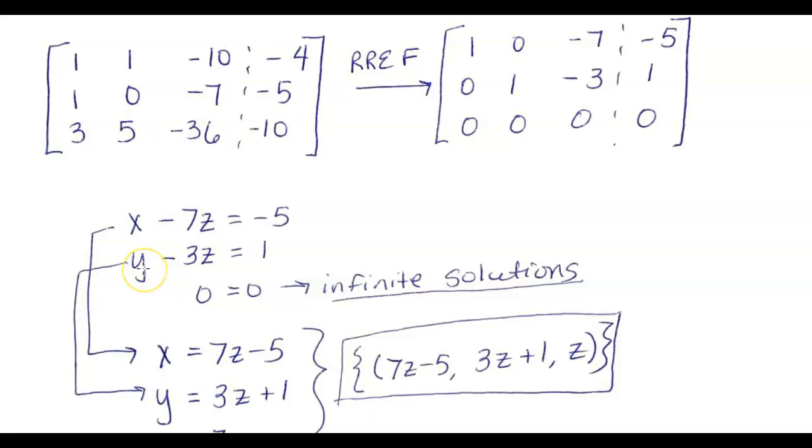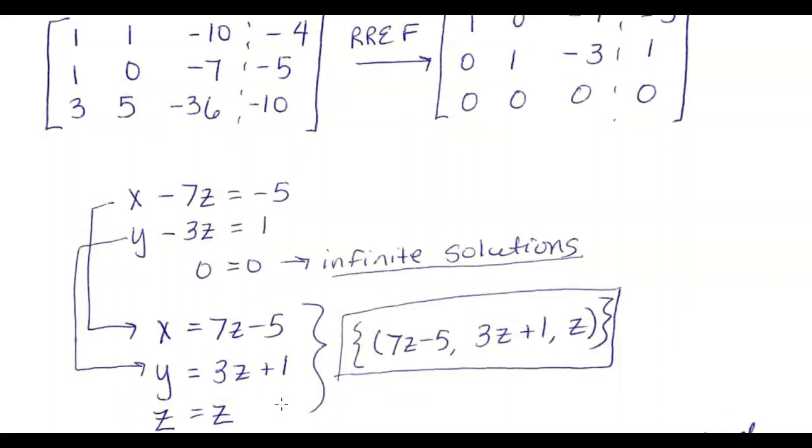Then we're going to take the second equation and solve it for y. So right here, if I add the 3z to both sides to get y by itself, I get y equals 3z plus 1. And then 0 equals 0, it's like saying z can be any real number. So z can just be z. And we use itself because that's the variable that these two are defined in terms of.